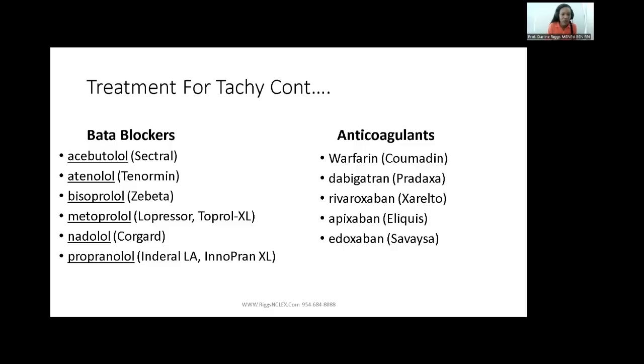The newer ones: Pradaxa, I mentioned Xarelto, low maintenance. You should be familiar with apixaban, Eliquis, and dabigatran. Do you see a commonality? Xaban, xaban, right here. So the moment you see that suffix, you should be able to say, okay, that's an anticoagulant.